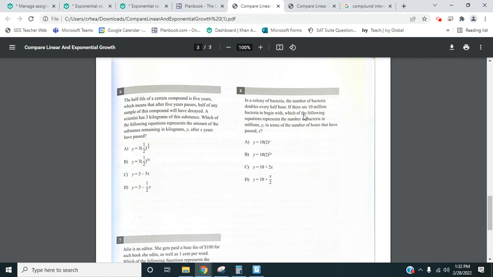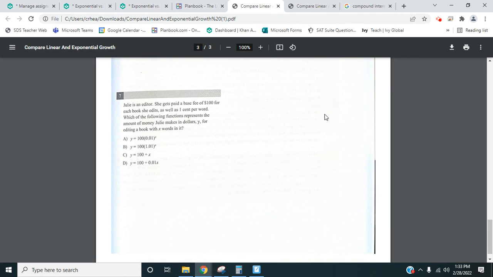Then we start with 3, and it happens every 5 years. If you think back to our unit on exponential models, it has to be A. Here's the reason why. It would be cut in half. If you plugged in 5 for X, 5 divided by 5 would mean it got cut in half one time. That's why. All right, number 7, it's linear. So it's D.